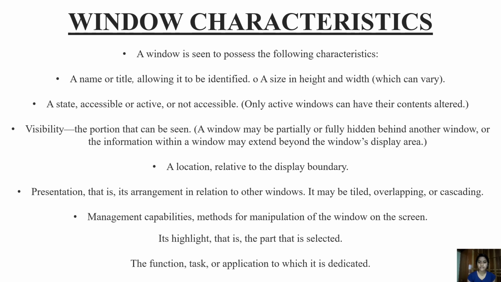The information within a window may extend beyond the window's display area. A location relative to the display boundary. Presentation, that is its arrangement in relation to other windows. It may be tiled, overlapping, or cascading. Management capabilities, methods for manipulation of the window on the screen. Its highlight, that is the part that is being selected, and the function, task, or application to which it is being dedicated.